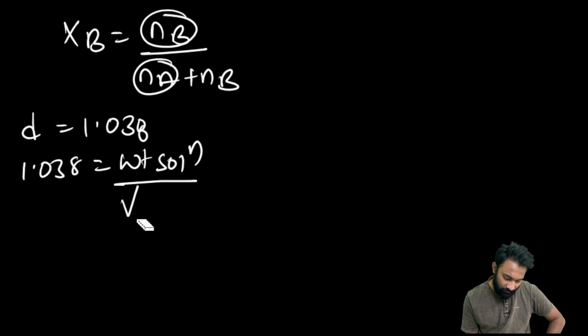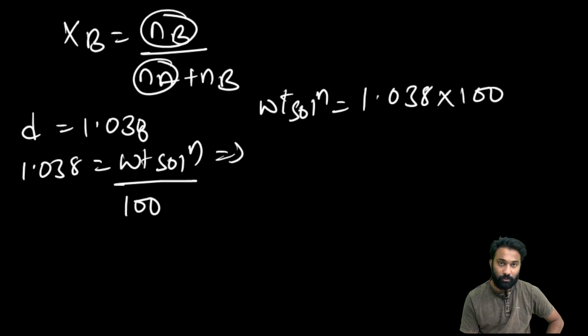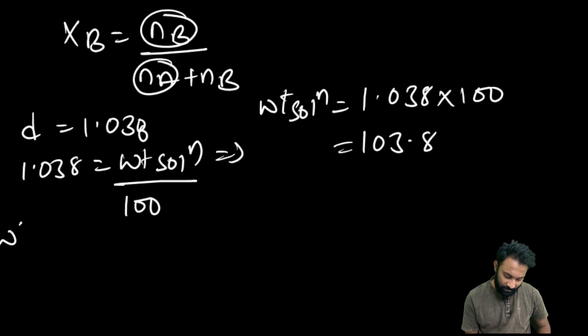1 deciliter, which is nothing but 100 mL. If you cross multiply, you will get the weight of the solution: 1.038 into 100, which is 103.8. Clear? From the weight of the solution, we have one beautiful formula.